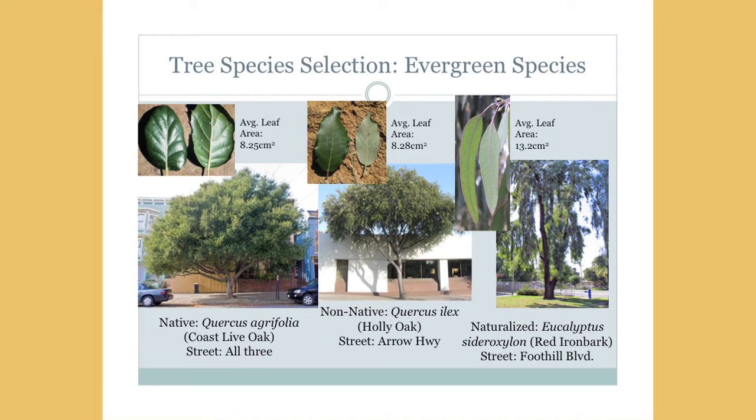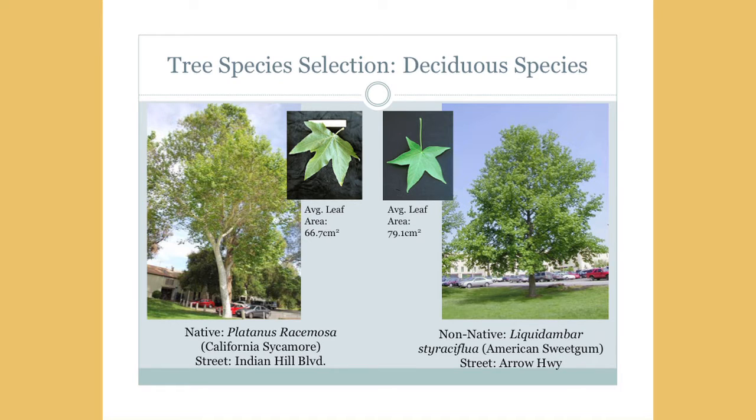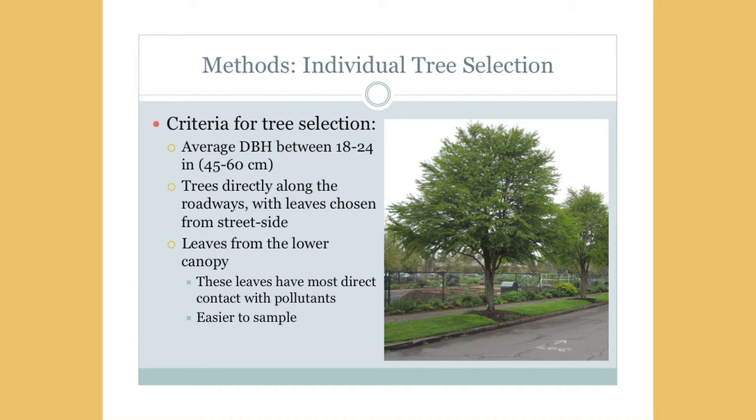I chose 5 different species, 3 evergreen and 2 deciduous, as well as a mix of native and non-native. For my evergreen species, I chose Quercus agrifolia, which is found on all 3 of my streets, so it can be used as a control. I chose Quercus ilex, found on Arrow Highway, and Eucalyptus sideroxylon, found on Foothill. For my deciduous, I chose Platanus racemosa, found on Indian Hill, as well as Liquidambar styraciflua on Arrow Highway.